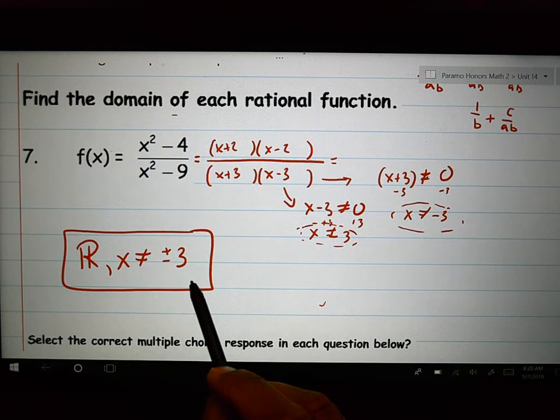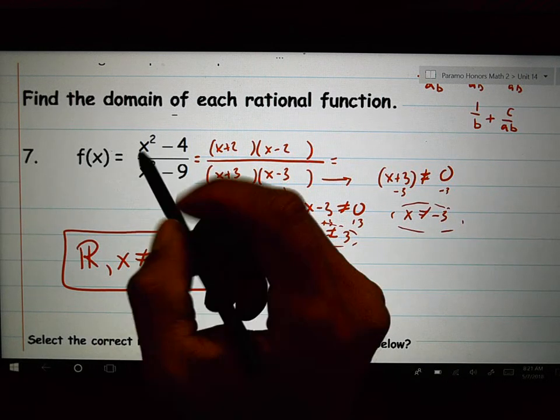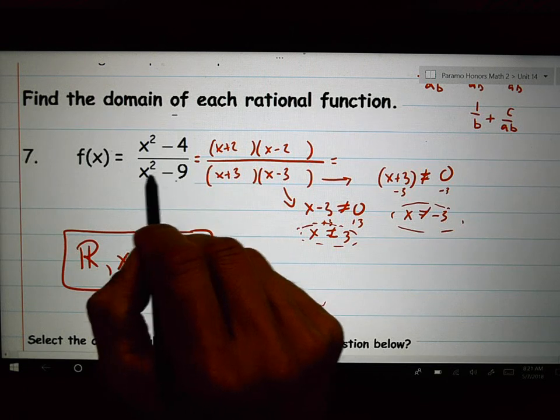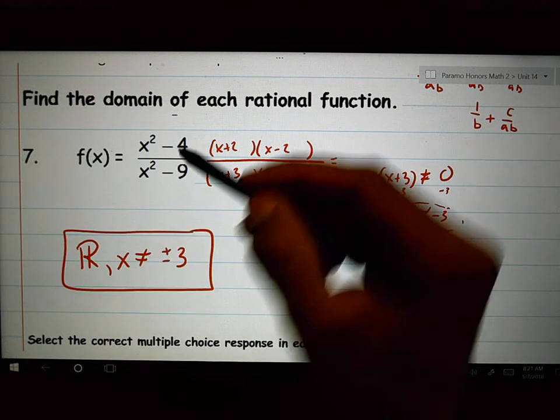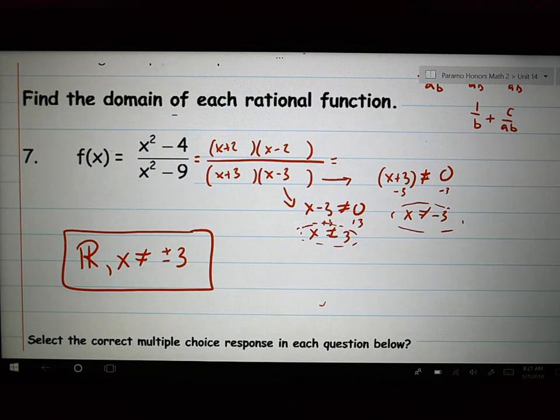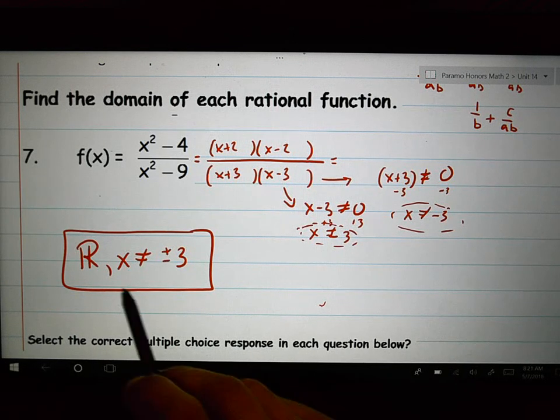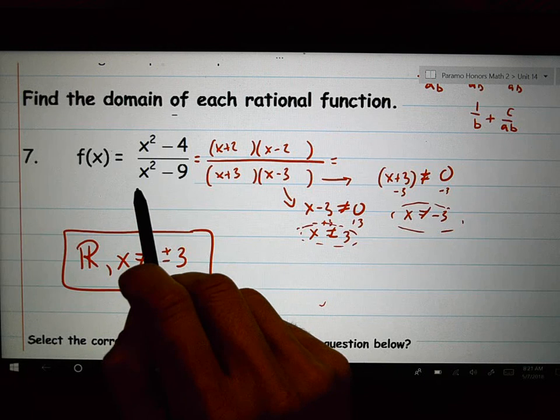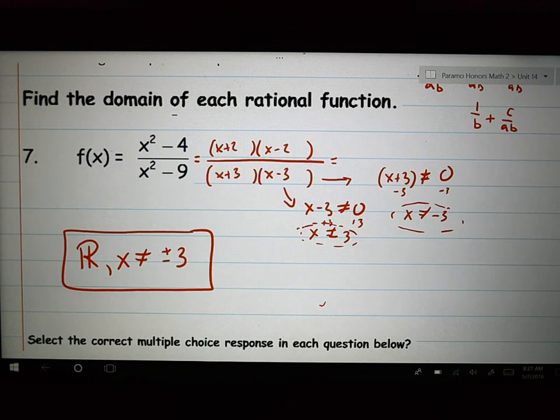If you were to plug in the number 3, look at what would happen. 3 squared minus 9. 3 squared is 9, minus 9. You would take this and divide by 0. Divide by 0 doesn't exist. It's undefined. It creates a vertical asymptote at that point. If you plugged in negative 3, squared minus 9 would create 0 as well. You can double check it that way.